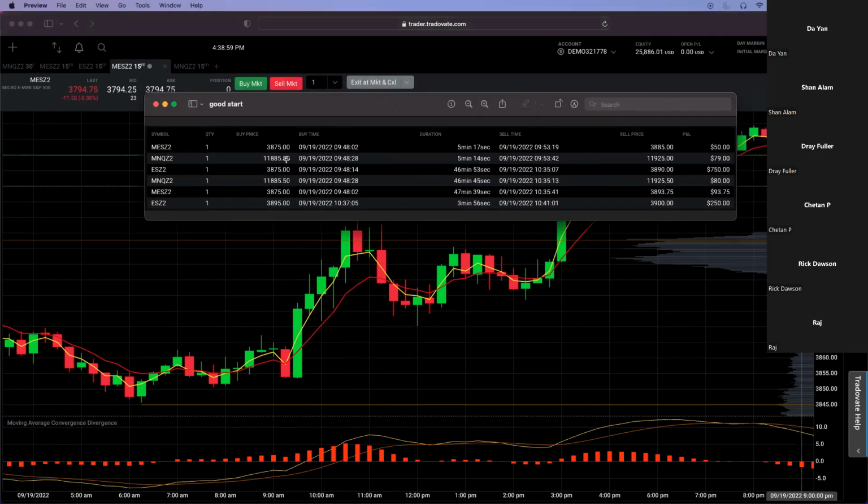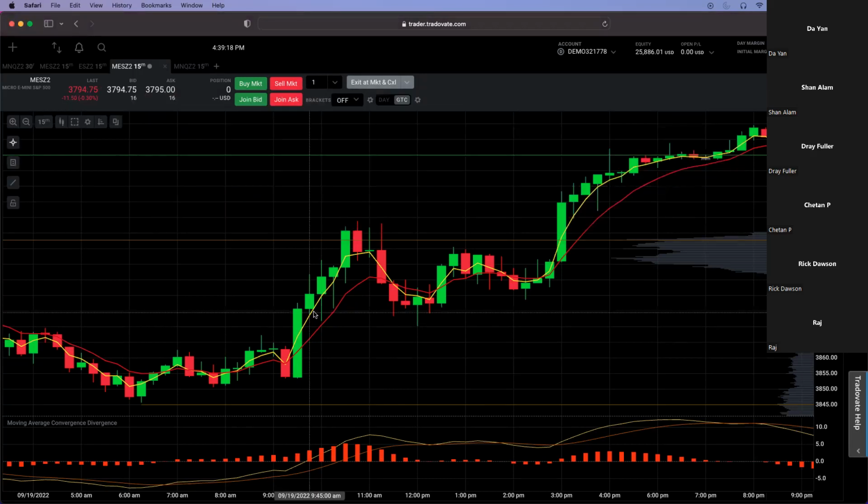If you look at the entry, I have 2 contracts of MNQ, 2 contracts of MES and 1 contract of ES. The entry is 3875, 948 is what I entered. So it's somewhere here. You start here, and since you already have a good start, the stop loss I use here is 10 points. So 3875 and the stop loss is 3865.